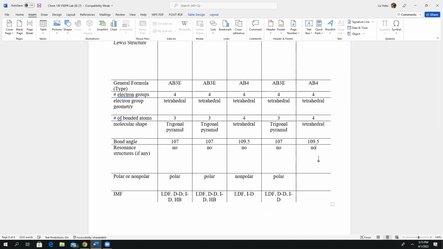I don't know if you've been noticing, but so far everything that's 109.5 has been non-polar. So no resonance structures. It is polar though. Why is it polar? Well, let's first figure out what we have here. London dispersion always. Dipole, dipole for sure.